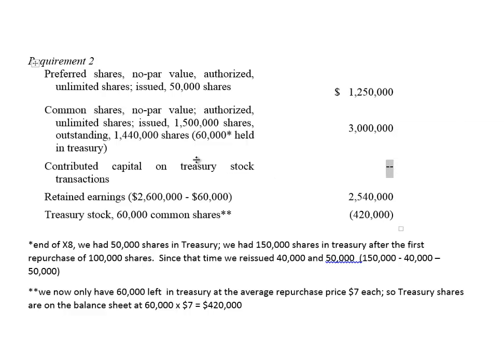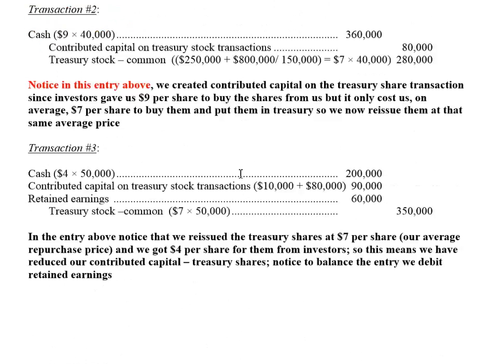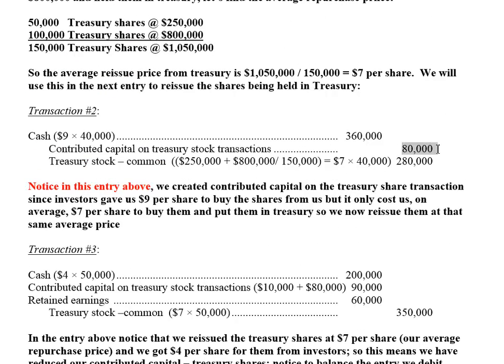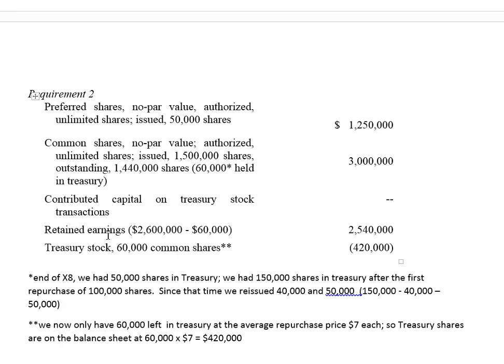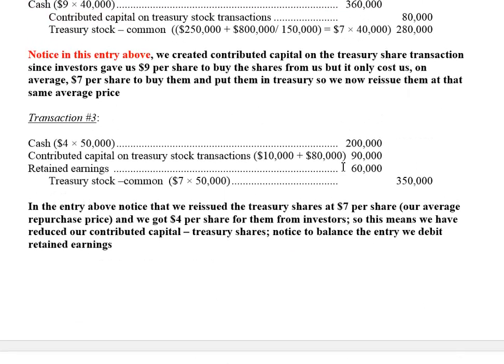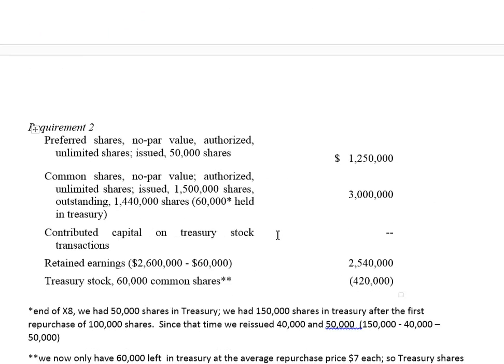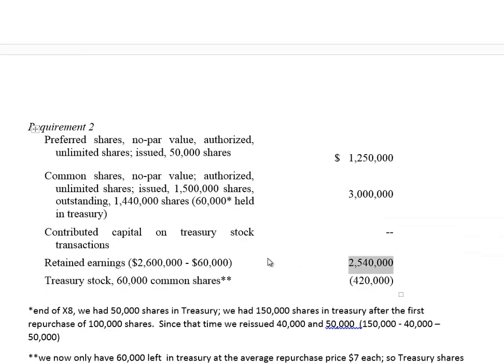Notice that we've also used up our contributed capital on the treasury stock. We started with 10,000. And you'll recall that we created 80,000 of it in transaction 2, I believe it was, yeah. And then we had to use it all up in transaction 3. So we have none left. Retained earnings now, we had 2.6 million to end X8. That's in our question. And don't forget, we had to use up 60,000 in transaction 3 to shore up our entry when we reissued 50,000 of the treasury shares. So we now have 2.54 million in retained earnings.